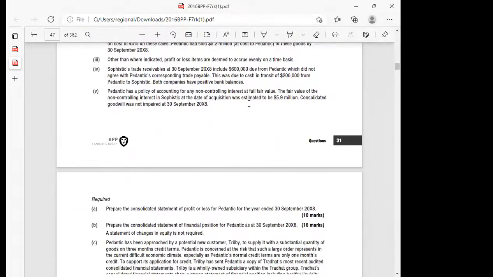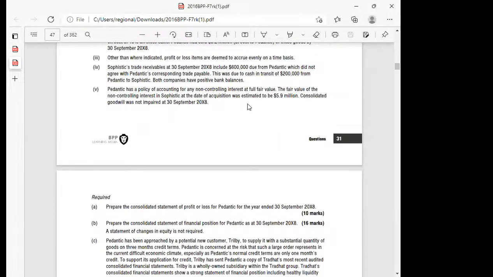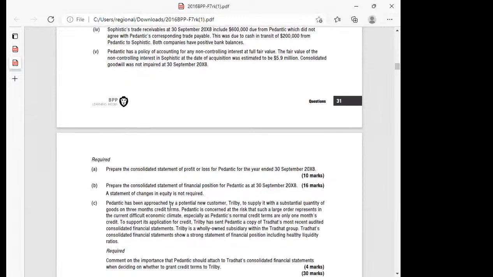Ladies and gentlemen, I would want us to start right away by reading the requirements. We are told here to prepare the consolidated statement of profit or loss for Pedantic for the year ending 30th September 2008. And then they want us to prepare the consolidated statement of financial position for Pedantic as at 30th September 2008. So the key word here is that they want us to prepare group accounts. Group means consolidated. So, and I'm going to start with part B.